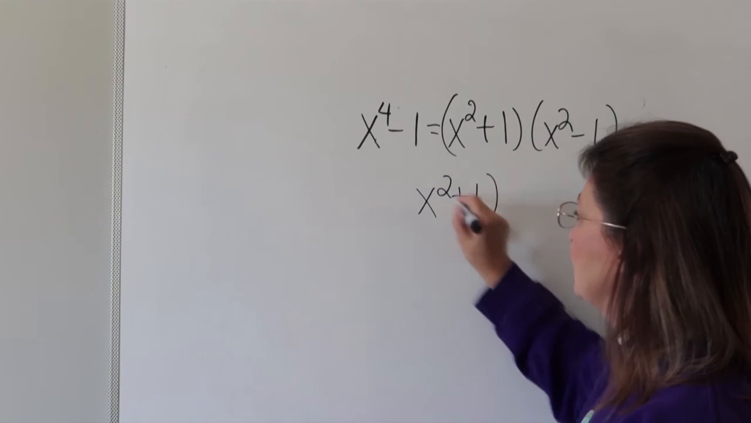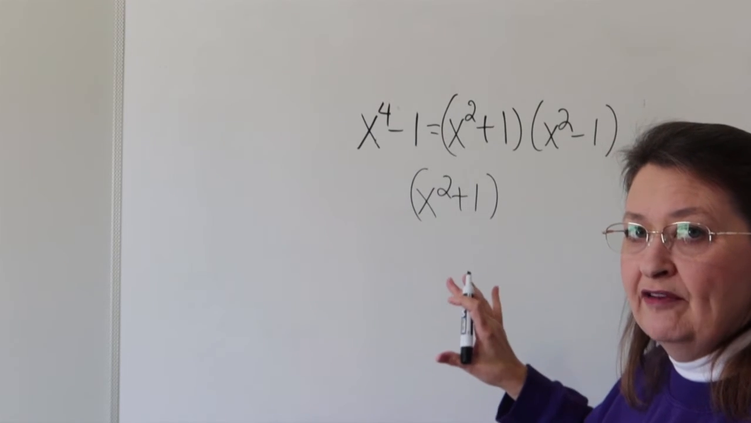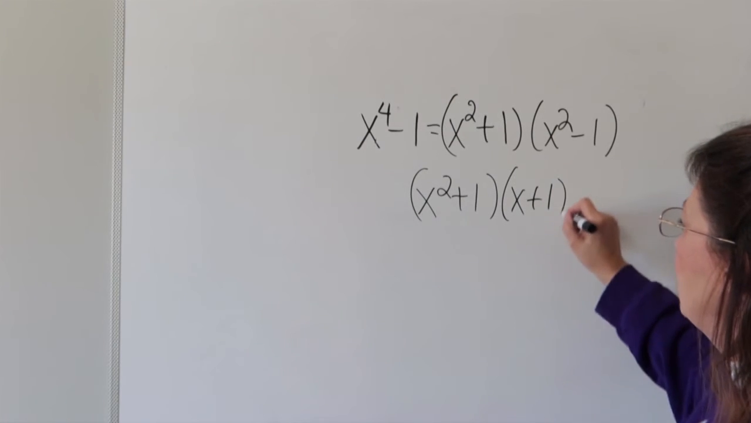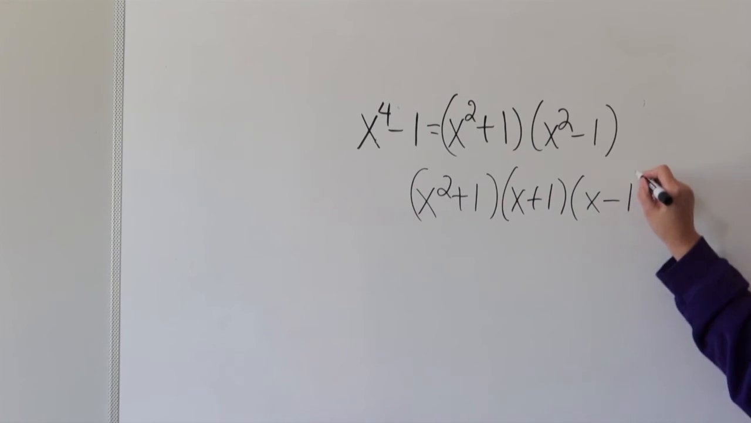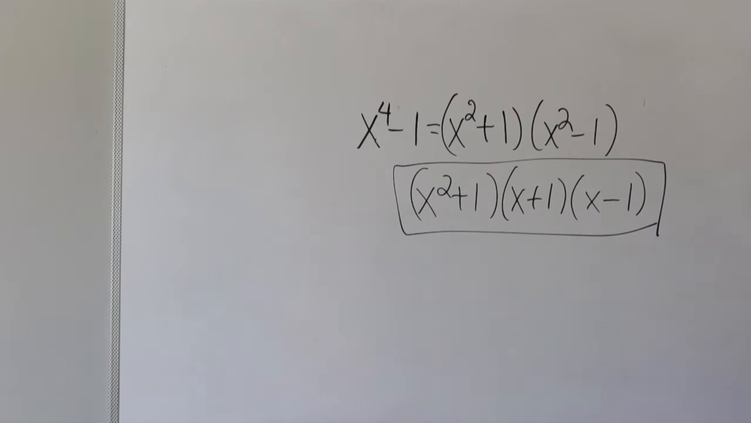Now the first factor won't change because this is a sum. Even though it's two perfect squares, you can't factor it. But this, I can break it on down into x plus 1, x minus 1. So that would be your final answer there.